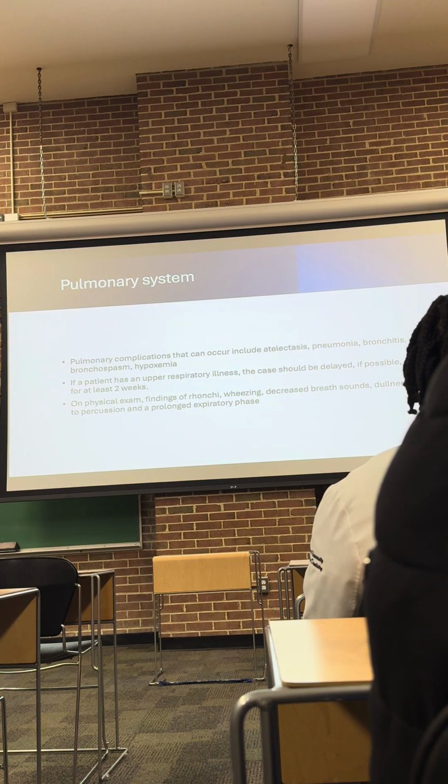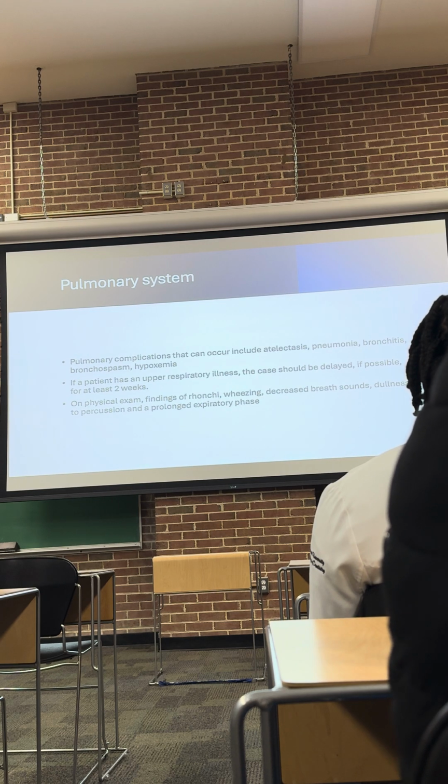Any questions before we jump into the pulmonary system? Keep going? Okay. So again, with the pulmonary system, there are different things that we can see. There are complications like atelectasis, pneumonia, bronchitis, bronchospasm. If a patient has a recent upper respiratory illness, you want to delay the case, and you want to wait at least 2 weeks before you treat them.